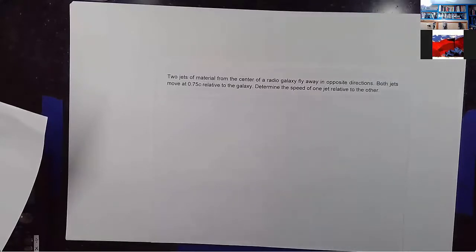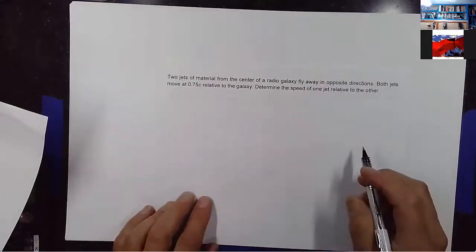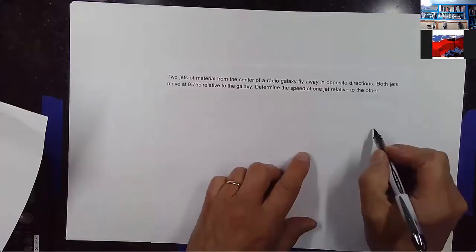A radio galaxy is one that puts out a lot of electromagnetic radiation in the radio part of the spectrum and may not even be visible in visible light. It could be so far away with so much intervening gas and dust between us and it that it'll block visible light, that radio radiation is the only way we have of knowing what's coming from it. So they both move at 0.75 C relative to the galaxy.